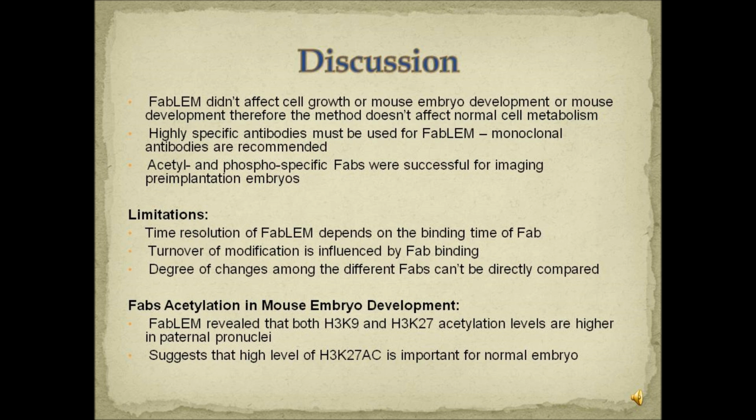FabLEM was applied to monitor changes of H3K9 and H3K27 acetylation in mouse pre-implantation embryos. FabLEM showed that both H3K9 and H3K27 acetylation levels are higher in paternal pronuclei. These data suggest that a high level of H3K27ac is important for normal embryo development by antagonizing the methylation on the same lysine residue. Lower acetylation levels observed in transferred somatic cell nuclei might create an abnormal epigenetic landscape, which in turn might cause abnormal gene expression profiles.